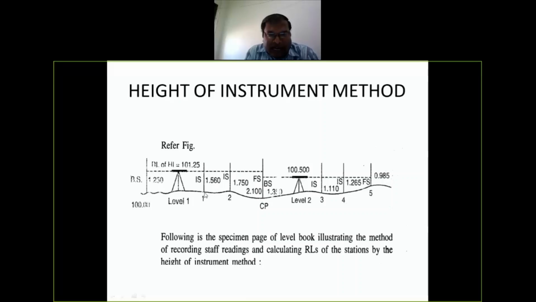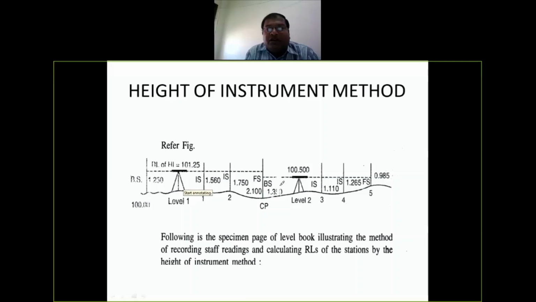So if you want to find RL of this point 1, RL of this point 2, RL of this particular change point, what you have to do, you have to simply deduct your IS value. Suppose if you want to find RL of this particular point 1, you have to deduct IS value 1.560 from this height of the instrument, you will get RL of this particular point. Same way, for the next point, you deduct IS value 1.750 from height of the instrument. If you want to find RL of the change point, you have to deduct your foresight value 2.100 from your height of the instrument, you will get RL of change point.